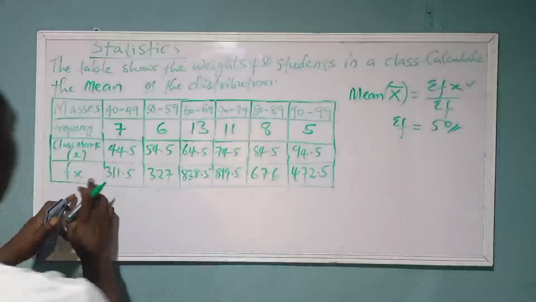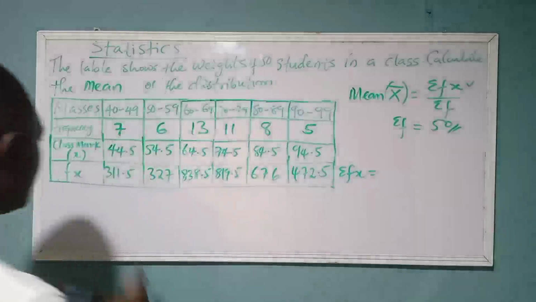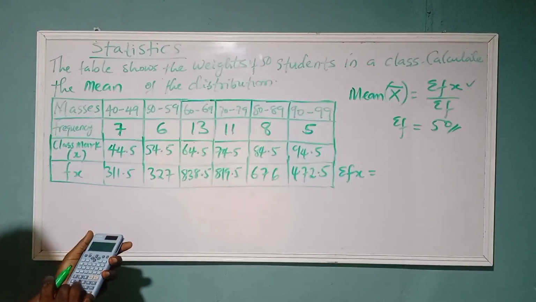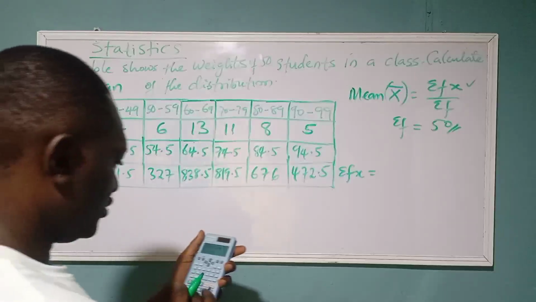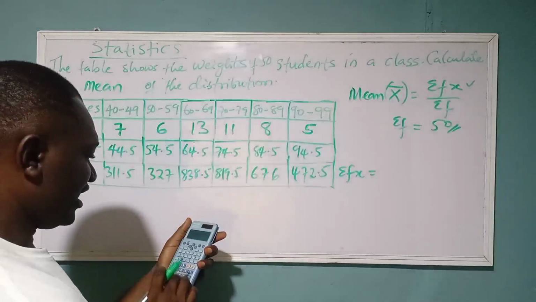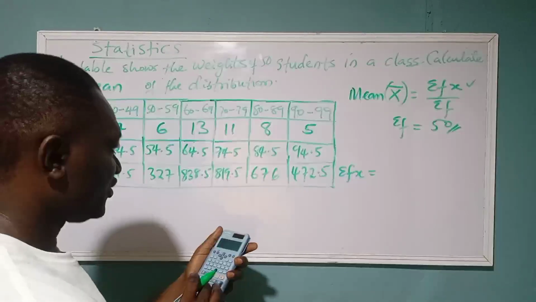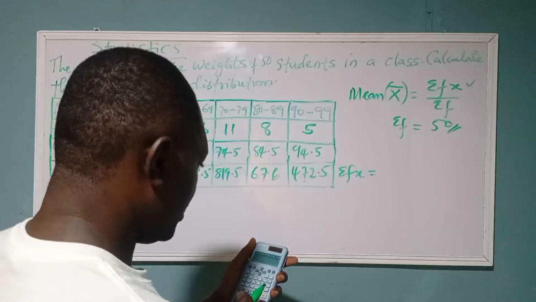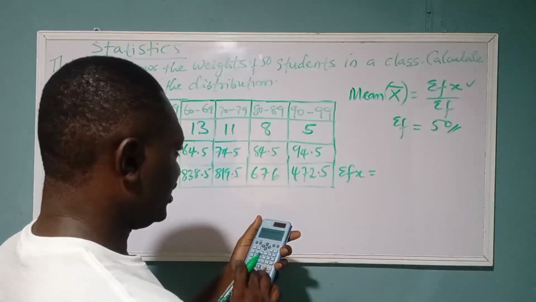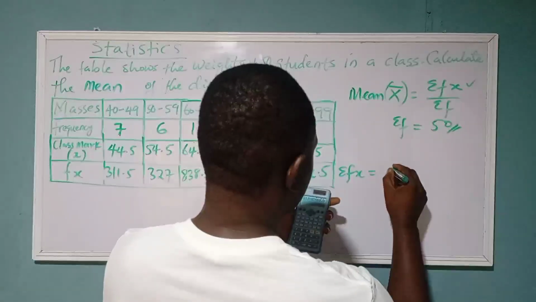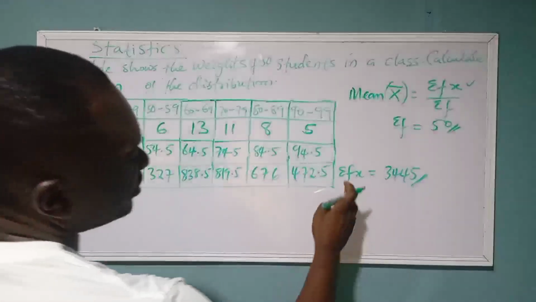So now let's get the summation. Summation means we should add up all these values. So summation of fx is going to be giving us, so let's add up these values. We have 311.5 plus 327 plus 838.5 plus 819.5 plus 676 plus 472.5, and that gives us about 3445. Okay, so we've gotten the summation of fx.